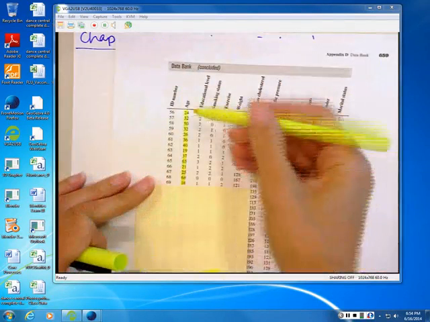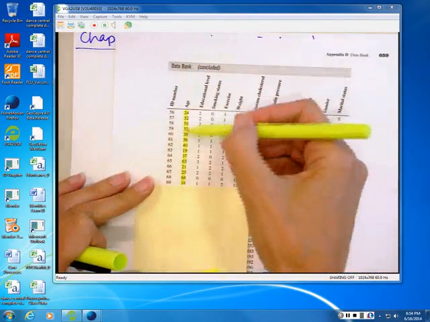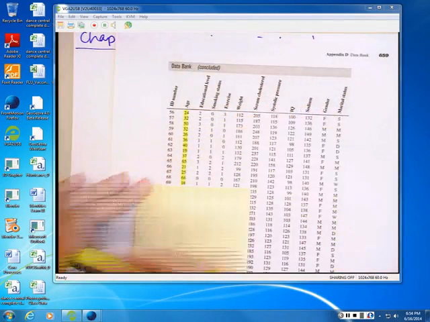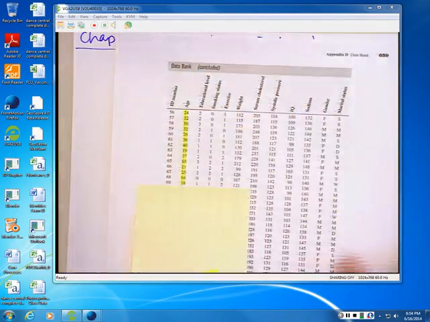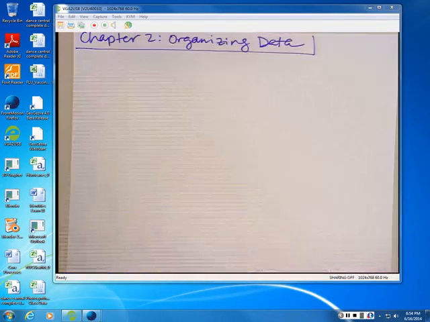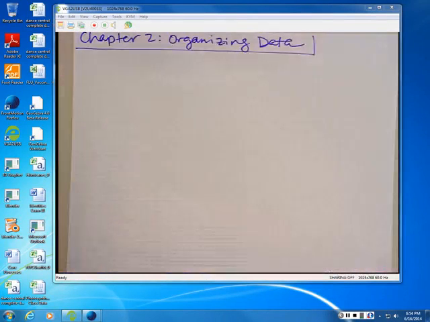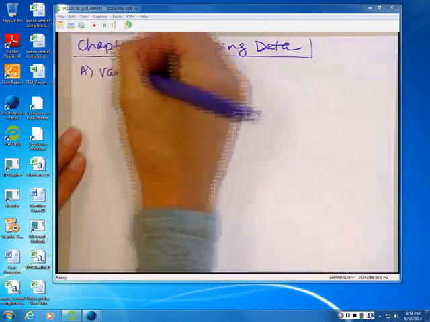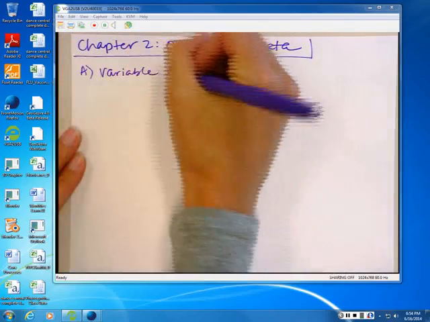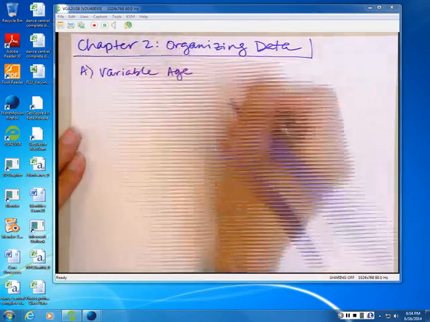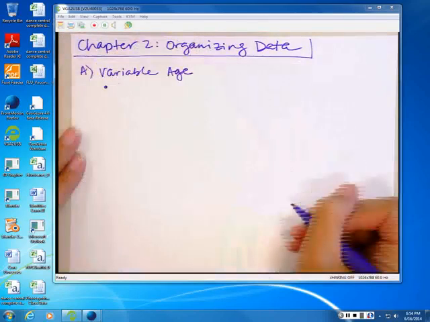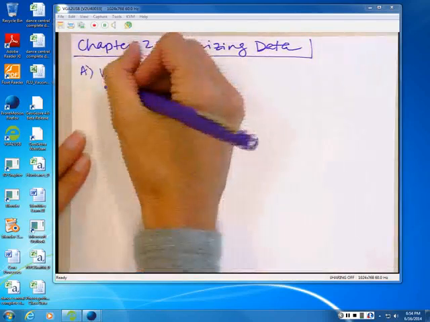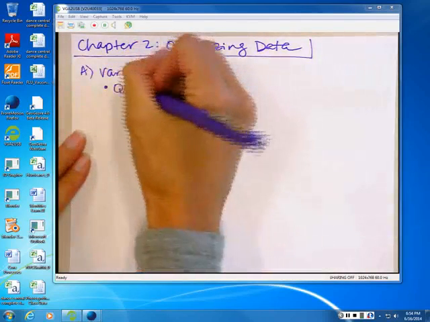I'm going to count them: 1, 2, 3, 4, 5, 6, 7, 8, 9, 10, 11, 12, 13, 14. So I'm going to use those 14 data values. To review what we saw in Chapter 1, we're using the variable age. Because it's a meaningful number that we're assigning to that variable, it is a quantity, so it's a quantitative variable.